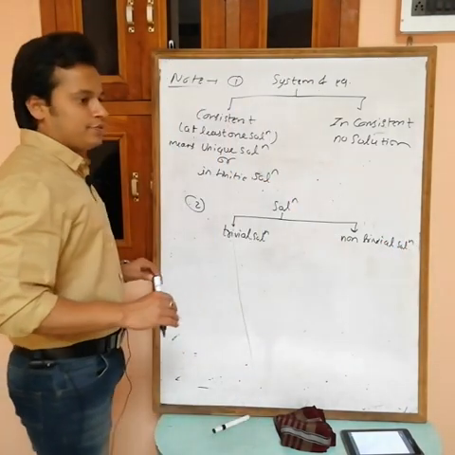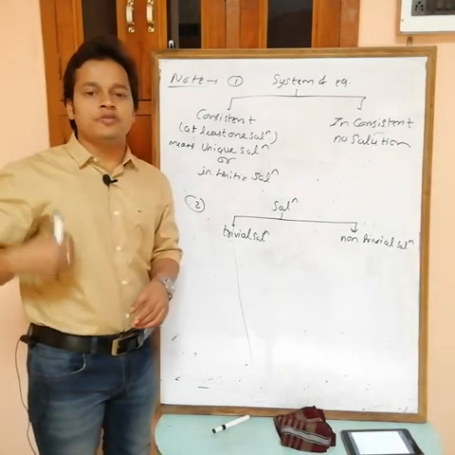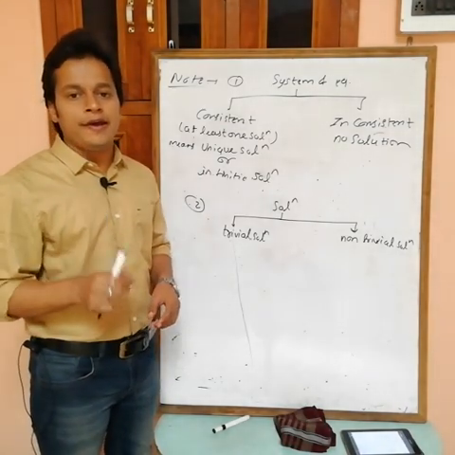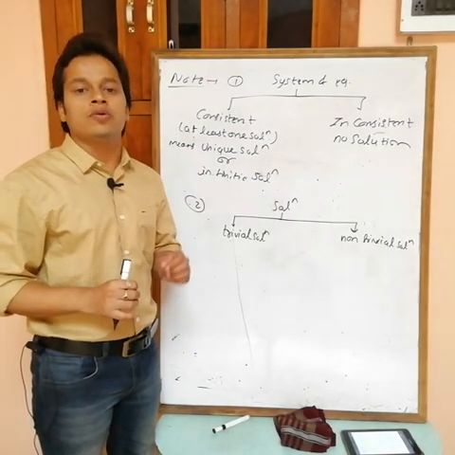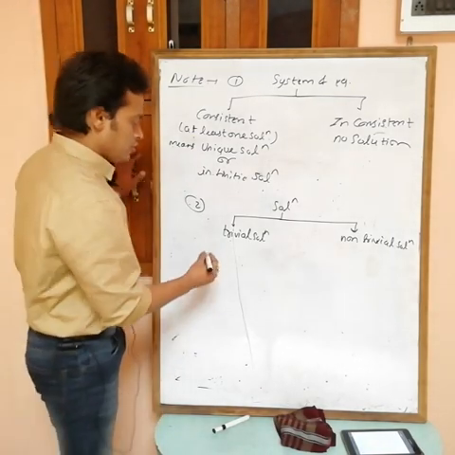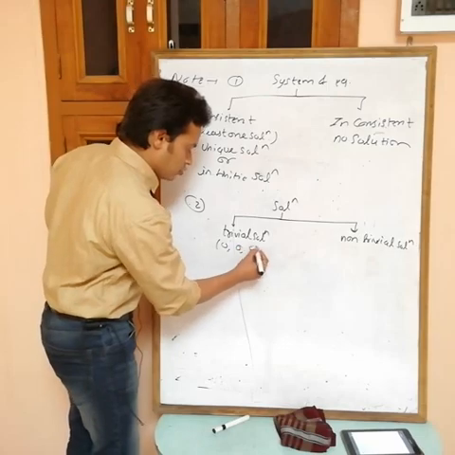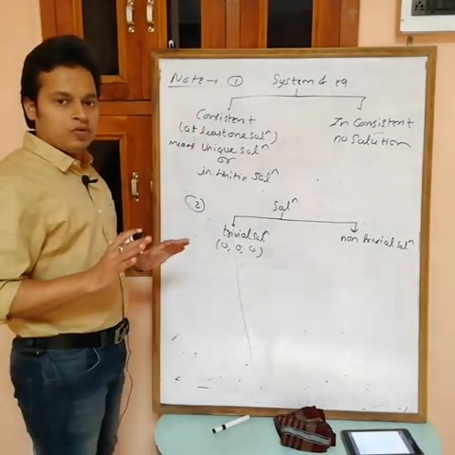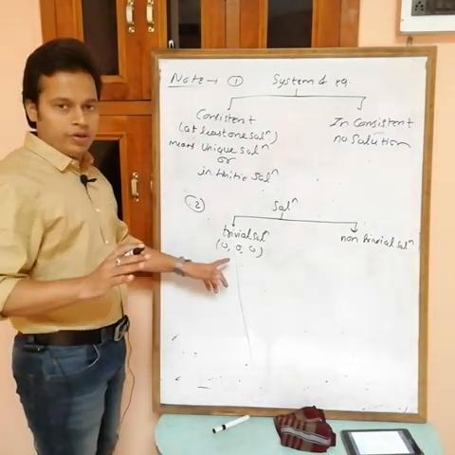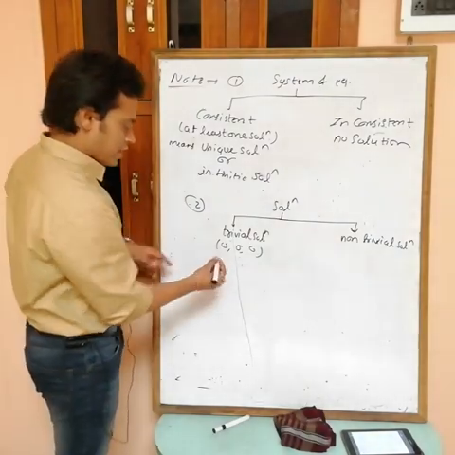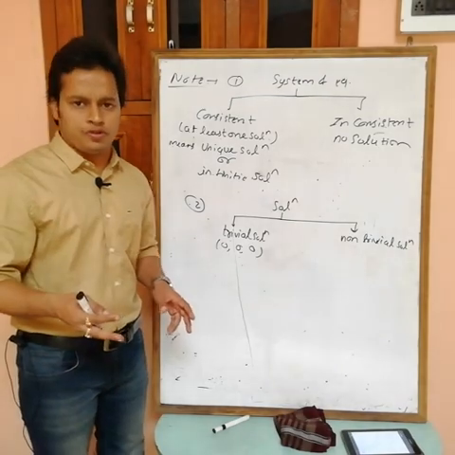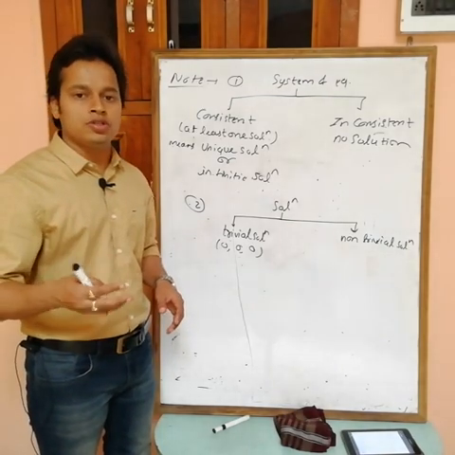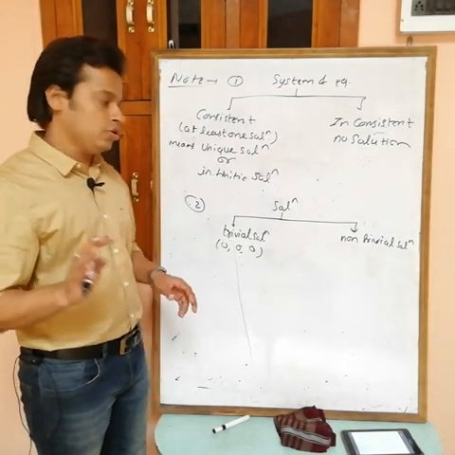Now what is the trivial solution? Trivial solution means if all the variables x, y and z are equal to 0, then this solution is known as the trivial solution. It means 0, 0, 0. Okay? This is the only trivial solution. It means x is 0, y is 0 and z is 0. If at least any one is non-zero, then it is a non-trivial solution.